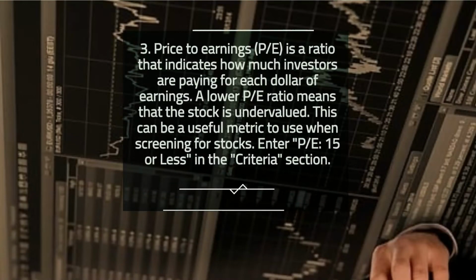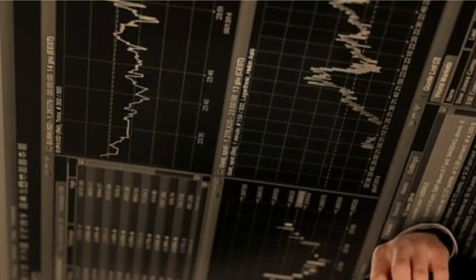3. Price to earnings, PE, is a ratio that indicates how much investors are paying for each dollar of earnings. A lower PE ratio means that the stock is undervalued. This can be a useful metric to use when screening for stocks. Enter PE, 15 or less in the criteria section.